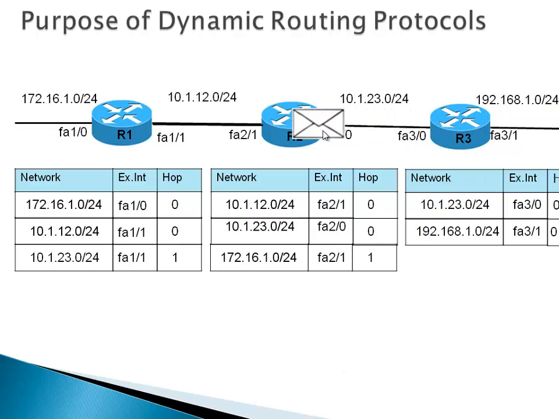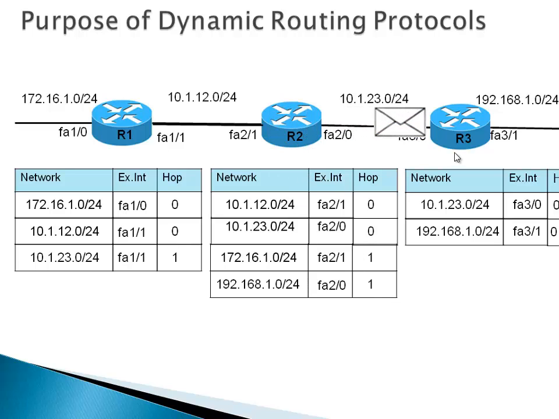Now router 3 will do similar advertising to router 2, router 3 to router 2. Router 2 is going to add the network that router 3 is advertising, 192.168.1.0/24, and it came on the interface FA2/0, and it's one hop away. Router 2 will advertise the networks to router 3. So router 3 is going to add the network 10.1.12.0, and it came on the interface FA3/0, one hop away.